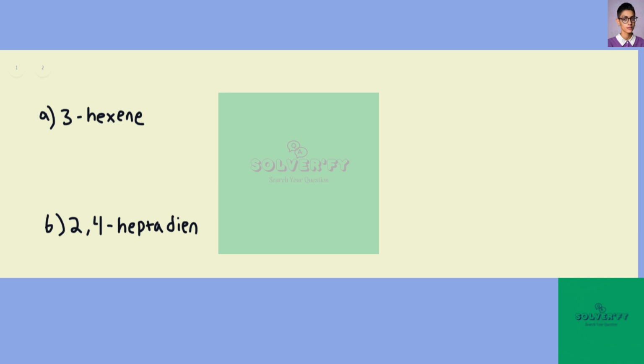In part A, we see a 3 followed by a root name. This 3 right here means that there is a double bond located off of the third carbon. The root name hexene means that we are drawing a chain of 6 carbons. So what I'm going to draw is a chain of 6 carbons with a double bond off of the third.